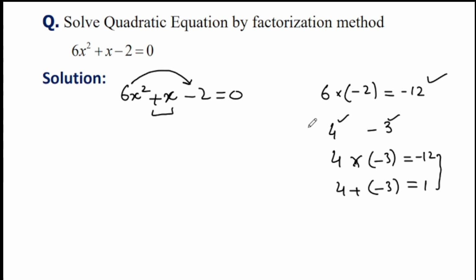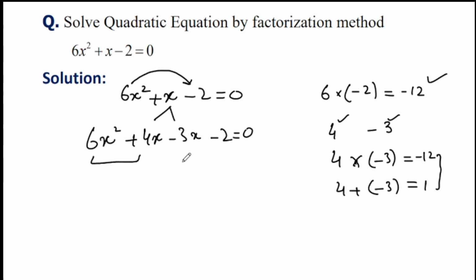Now we rewrite the middle term using these numbers. So the given equation becomes 6x square plus 4x minus 3x minus 2 equal to 0. Now in this equation there are four terms. Now we group the terms.